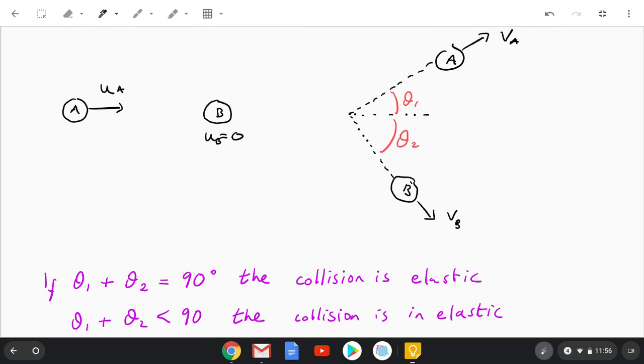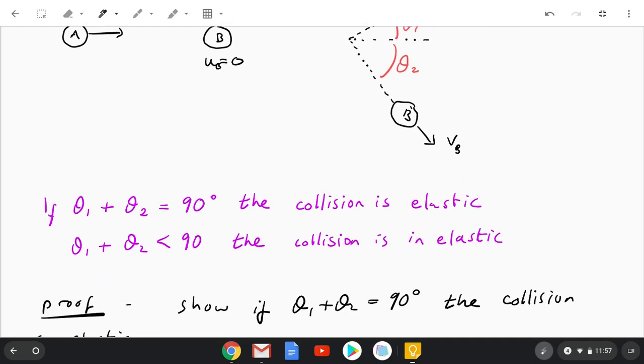So there's another way of looking at whether collisions are elastic or inelastic, specifically for this example. If these two angles add up to 90 degrees, the collision is elastic. That's something your examiner wants you to know. If these two angles are less than 90 degrees, then the collision is inelastic. Or if it's greater than 90 degrees as well, the collision is inelastic.